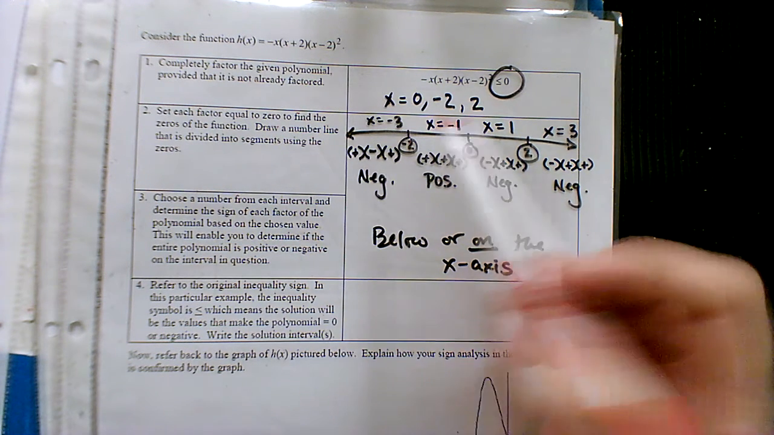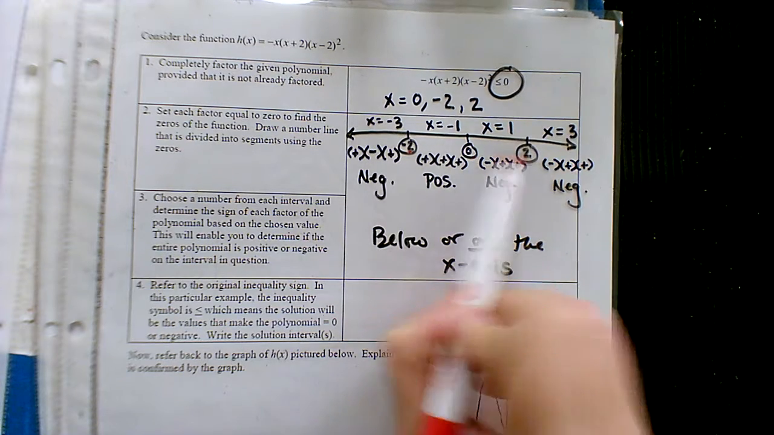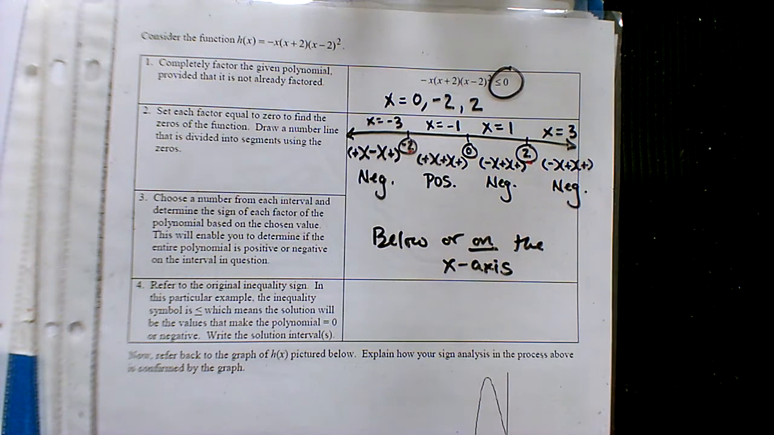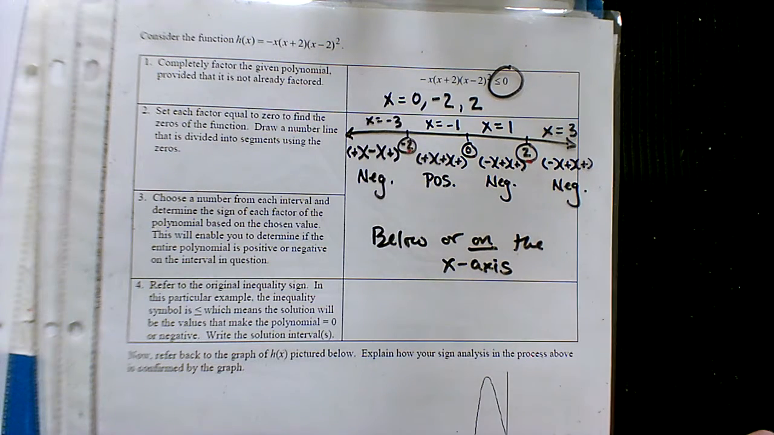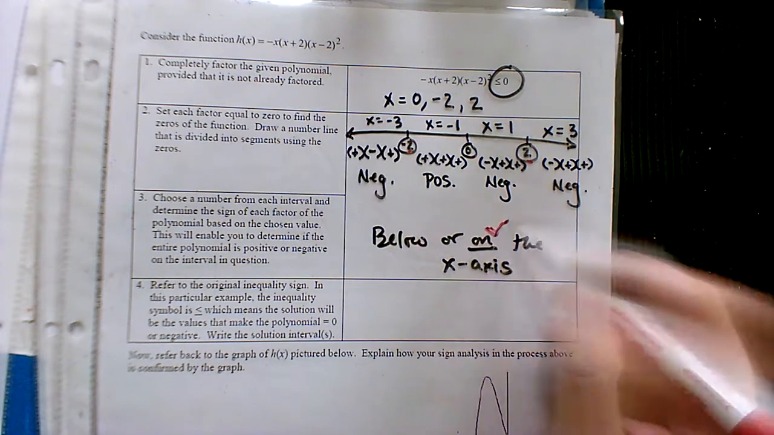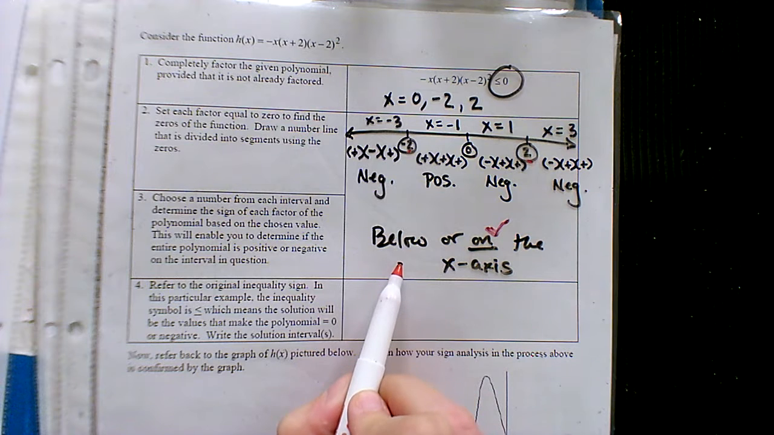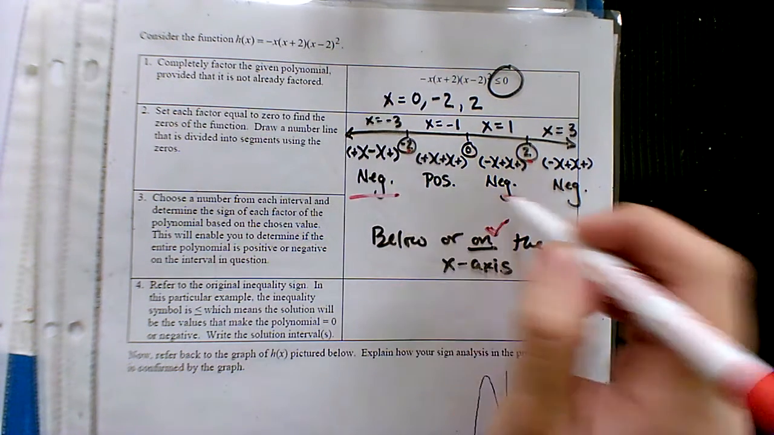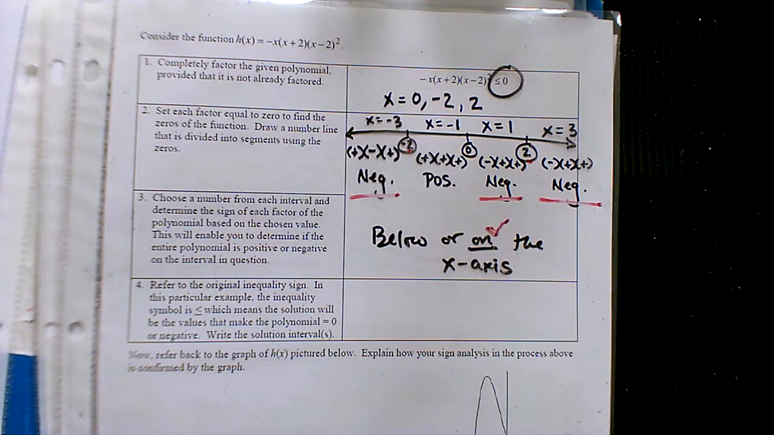X-intercepts. Okay, so we should be able to include these x-intercepts because those would be on the x-axis. So we're probably using brackets to include those. All right, so that kind of fits the on description. What about below? If you're below the x-axis, you are negative. Okay, so this interval and then these ones over here.